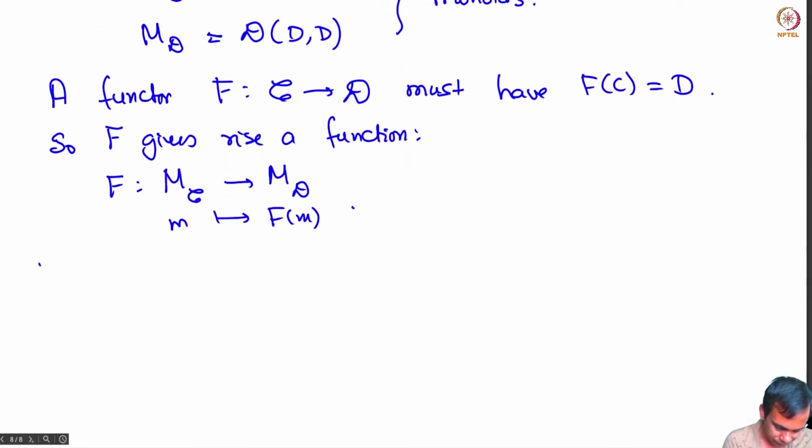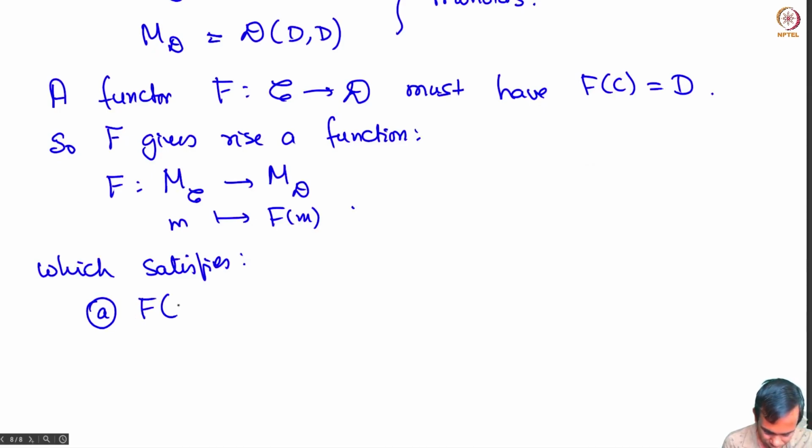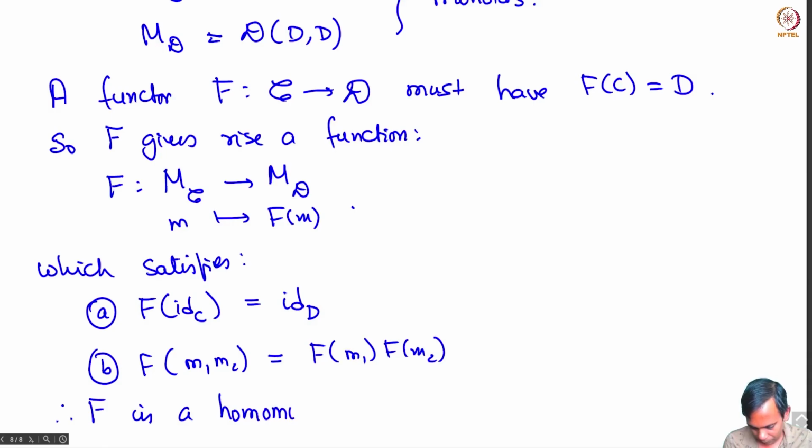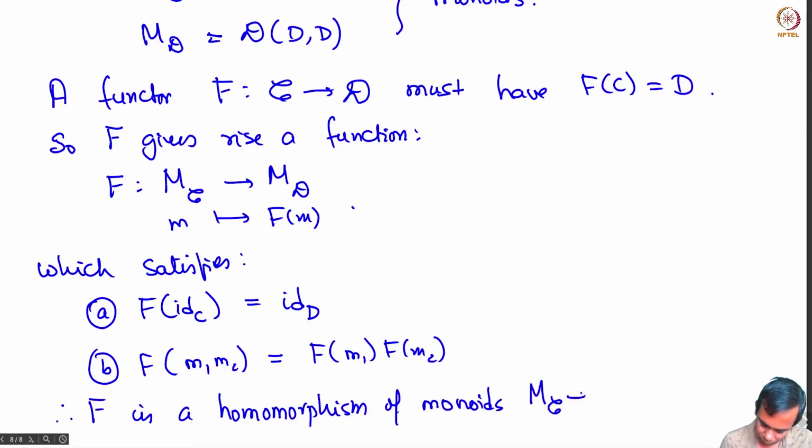And this function must satisfy the axioms for a functor, which is that F of identity of C, which is the identity of the monoid M_C, is the identity of D, which is the identity of the monoid M_D. And the second is that F of m1 m2 is equal to F of m1 times F of m2. So what we're saying is that F is a monoid homomorphism. So functors between single object categories are homomorphisms of the corresponding monoids. If these monoids were actually groups, then they would be group homomorphisms.